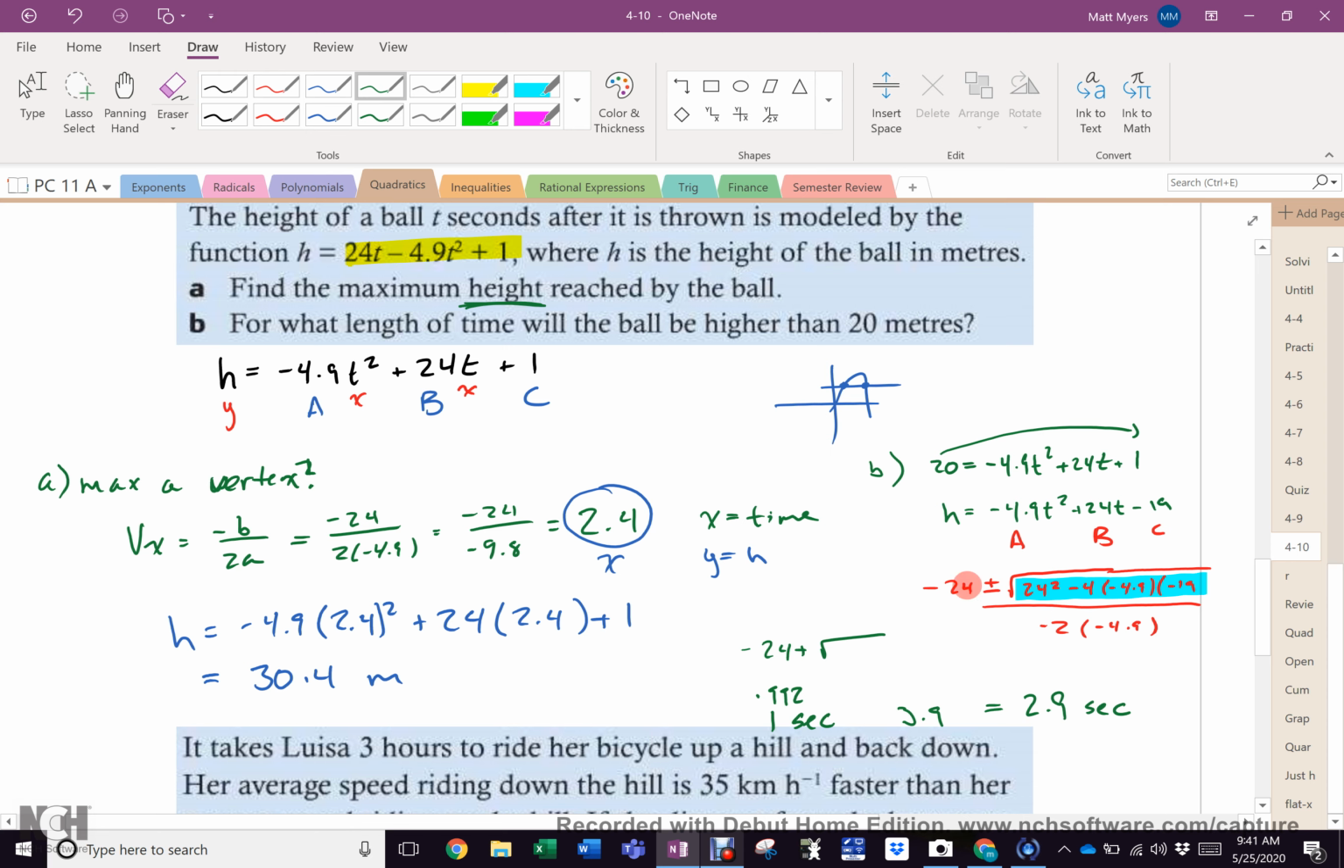Now, I didn't want to go over that, like run it through your calculator for you. You're just punching that in. The important part is to recognize that you can move that 20 over there, and then you get a new quadratic that you can work with.